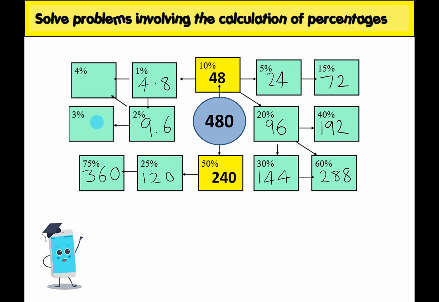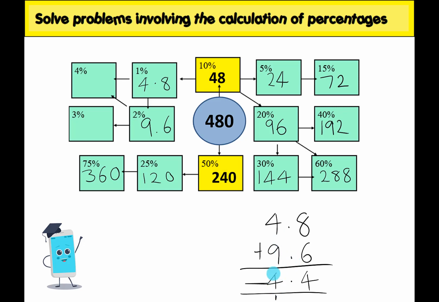To find my 3%, I add these two together. So let's add them up. 4.8, 9.6. 8 plus 6 is 14. Put my decimal point in and carry my 1. 4 plus 9 is 13, plus my 1 is 14. So it's 14.4. And if you cross-reference this 3% against your 30%, you'll see that 14.4 is 10 times smaller than 144.